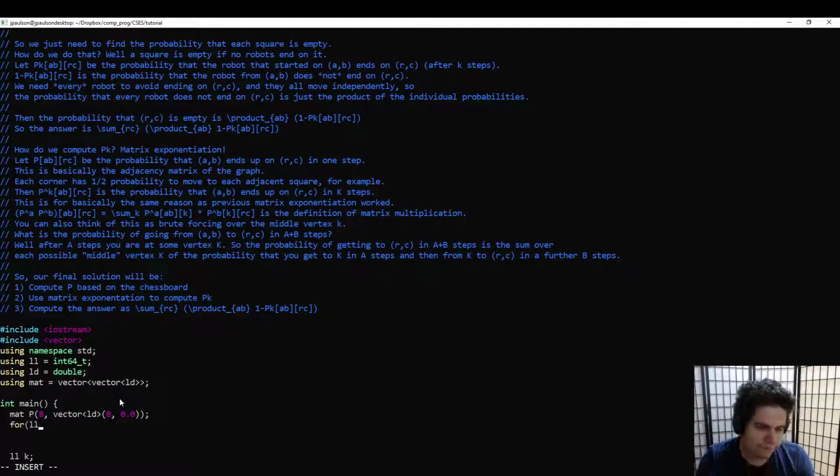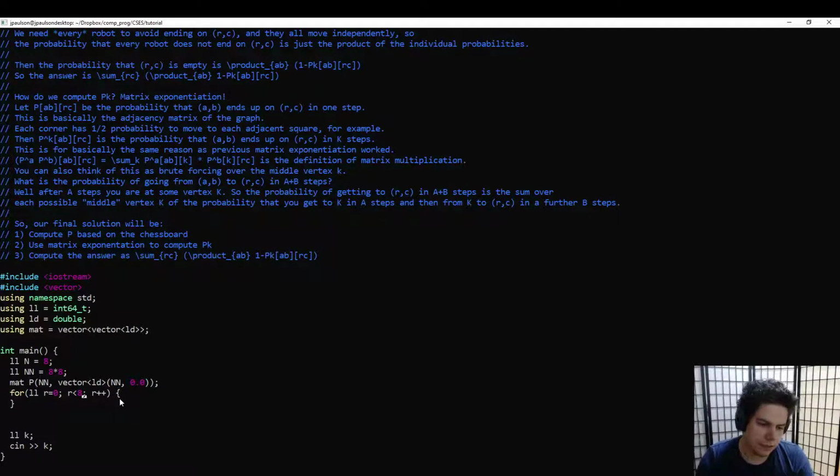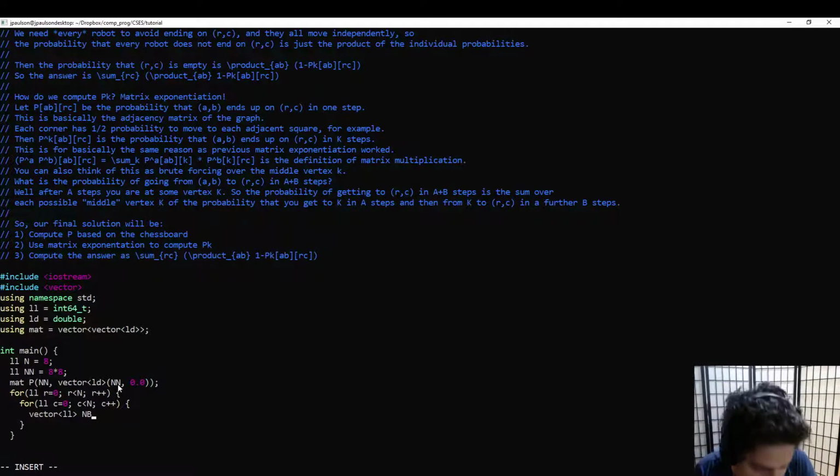Starts at 0. It's actually not 8. There's 64 squares in an 8x8 chessboard. And P takes us from squares to squares, so it should be 64 by 64, not 8x8. So we're going to build up a list of neighbors.